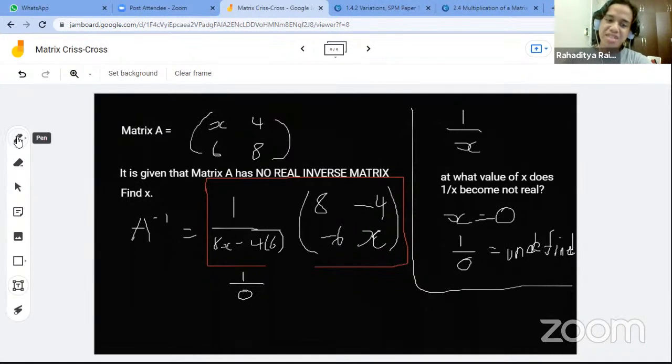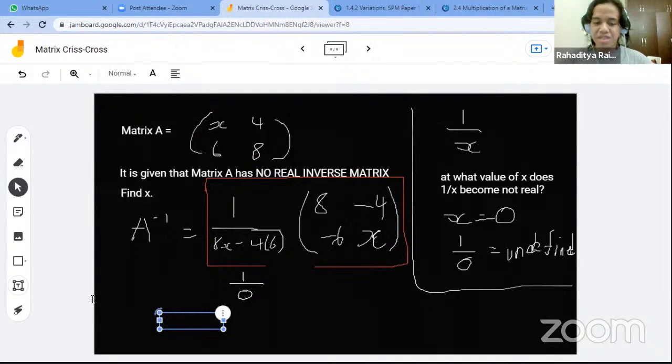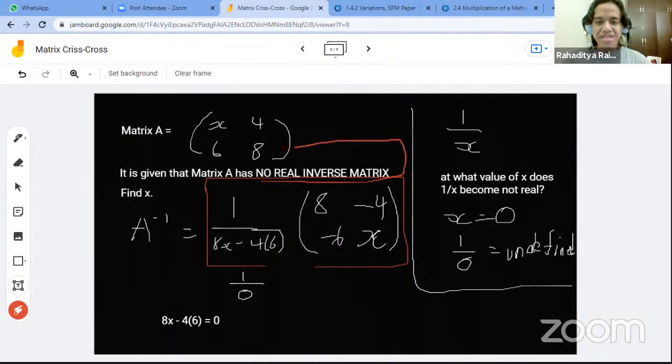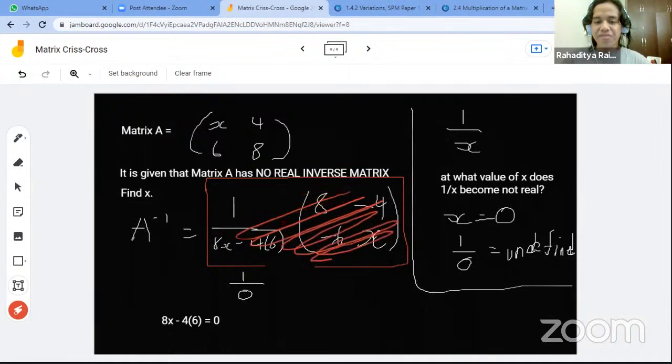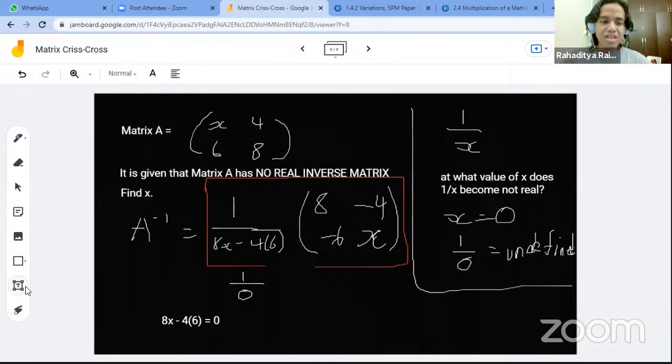There is actually a very long explanation as to why divide by 0 doesn't exist, but I won't go through that today. The main point here is that you have to make this denominator 0, which means your real equation is 8x minus 4/6 is equal to 0. Because there's no real inverse matrix, this becomes divided by 0. So A to the power -1 will not exist because it's 1 over 0. So now the answer is just this: 8x is equal to 24, and you'll get x is equal to 3.